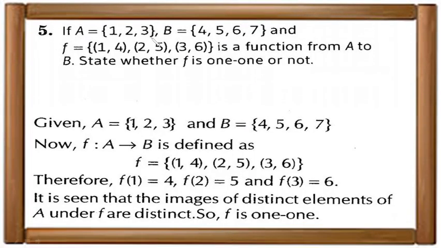Question number 5. If sets A and B are given and the function is given as (1, 4), (2, 5) and (3, 6), we have to check whether the function is one-one or not. Here students, it's clearly visible that all the elements of set A have a unique image in set B. Means 1 is mapped with 4, 2 with 5, 3 with 6. So images of distinct elements of A under f are distinct. So f is definitely one-one.